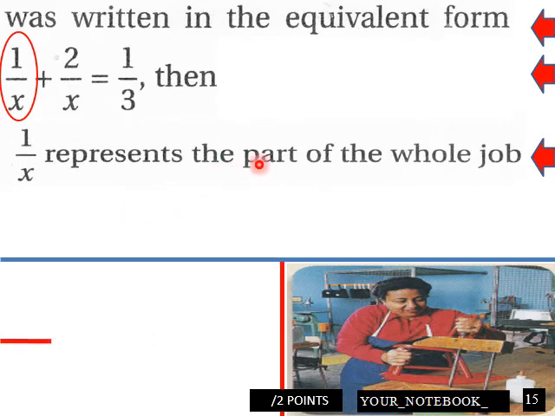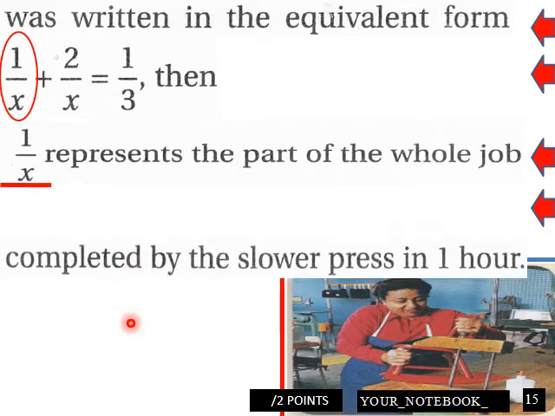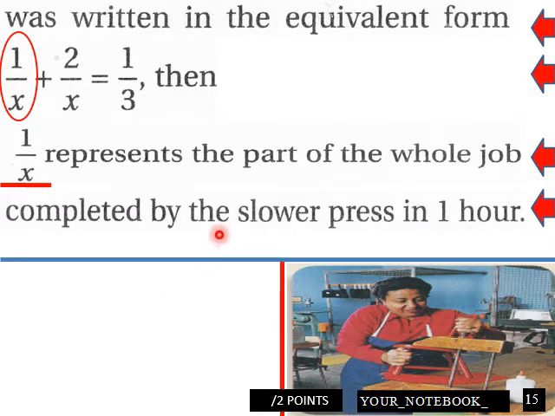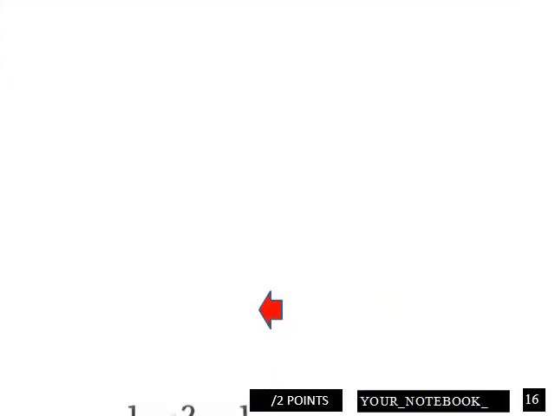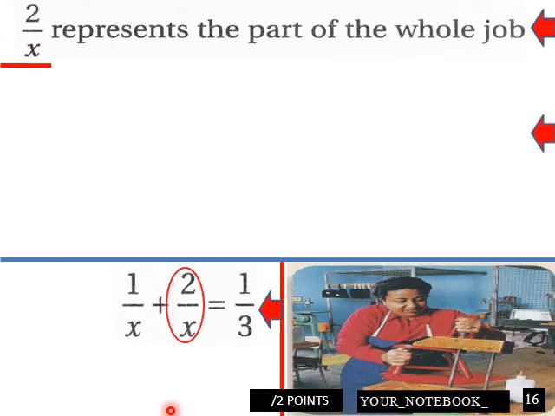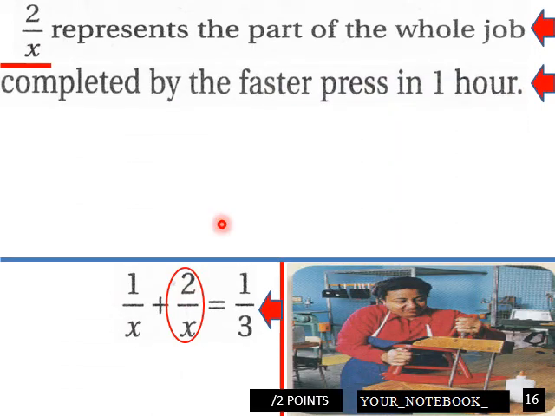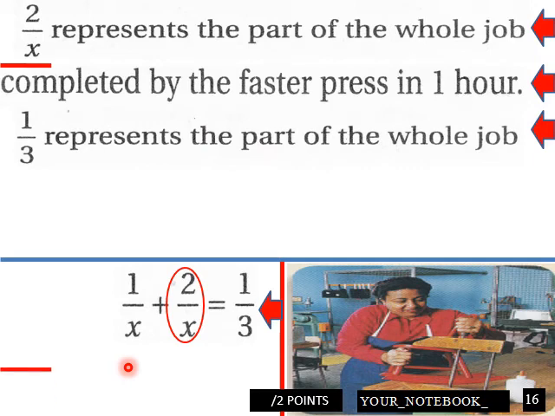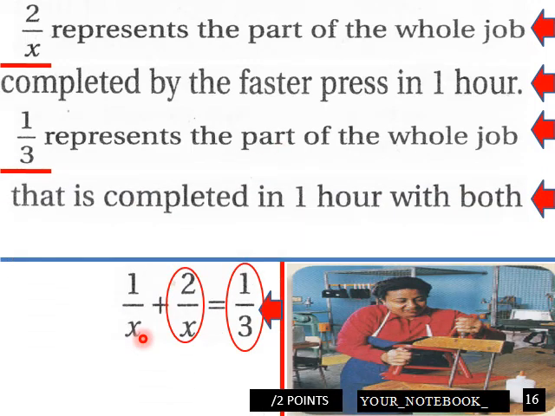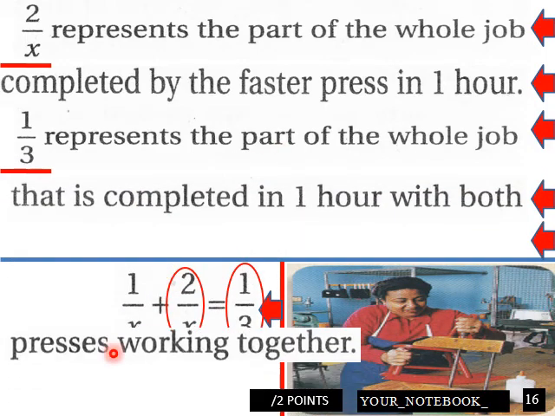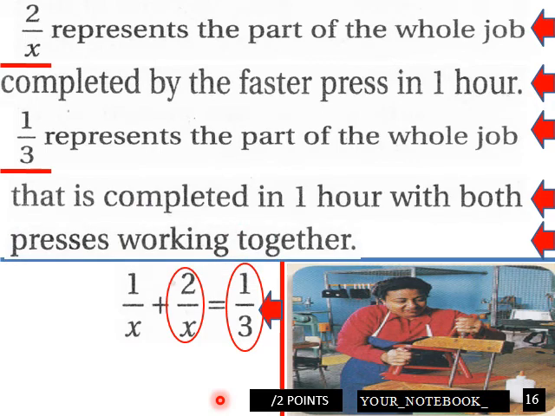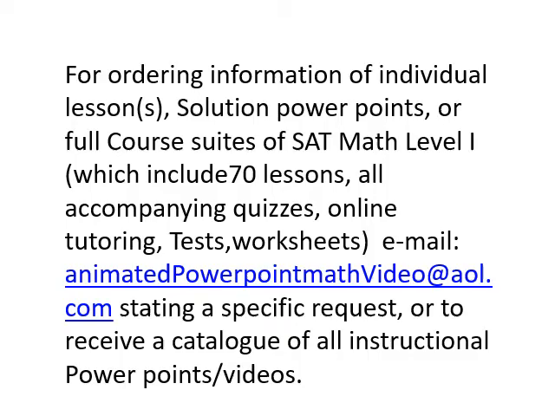1 over x represents the part of the whole job completed by the slower press in 1 hour. 2 over x represents the part of the whole job completed by the faster press in 1 hour. 1/3 represents the part of the whole job that is completed in 1 hour with both presses working together.